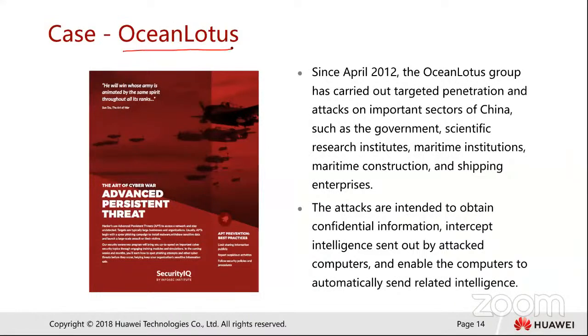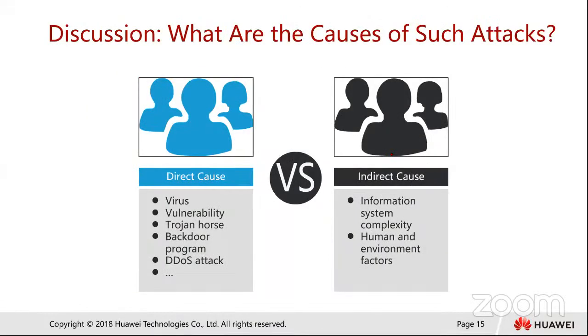There was also the Ocean Lotus. Since April 2012, the Ocean Lotus Group has carried out targeted penetration and attacks on important sectors of China, such as government, scientific research institutes, maritime institutions, maritime construction, and shipping enterprises. The attacks are intended to obtain confidential information, intercept intelligence sent out by attacked computers, and enable computers to automatically send out related intelligence. Okay? And this has been happening a lot.